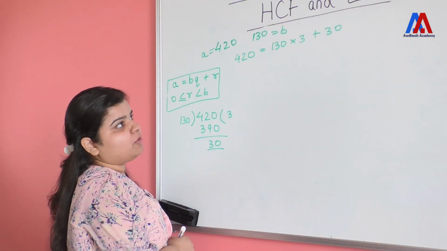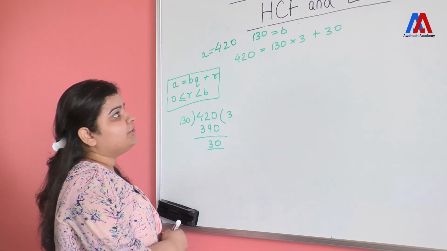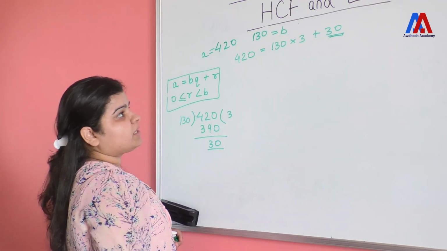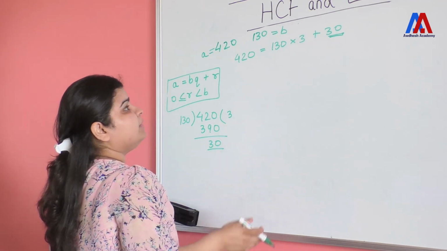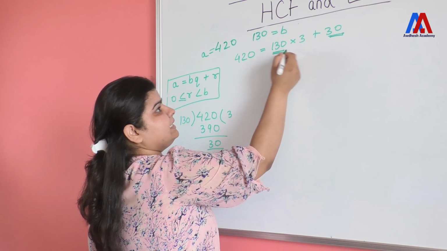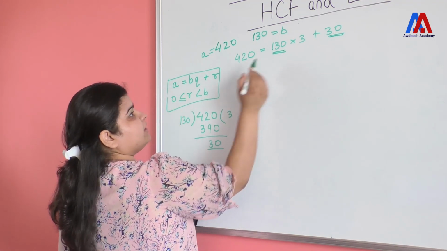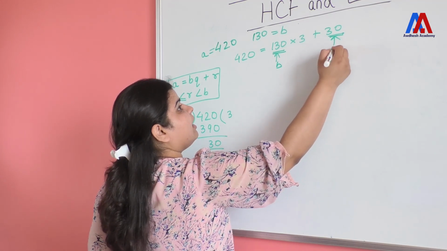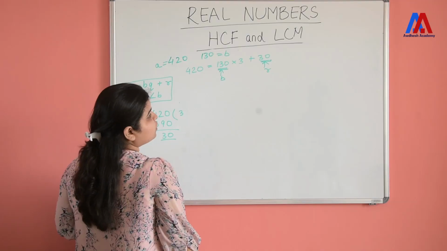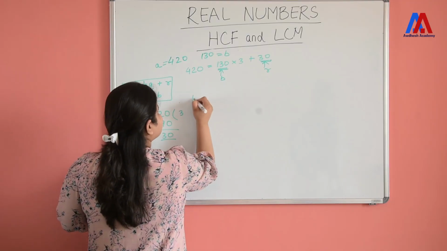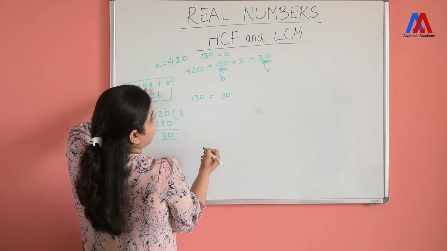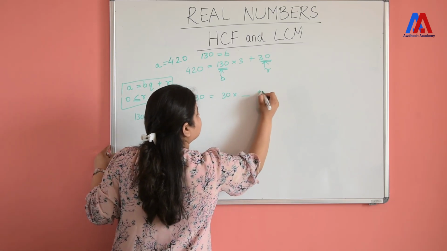Now, the second step of the Euclid's division algorithm says that you have to repeat this process until you find the remainder 0. Now, since the remainder is not 0 here, we have to apply this lemma again. But now we'll apply it to 130 and 30, which is the b here and the r here. And we'll repeat this process until we find the remainder as 0. So, in the next step, we'll have 130 as the a of the Euclid's lemma and 30 as the b, and we have to find the q and r.